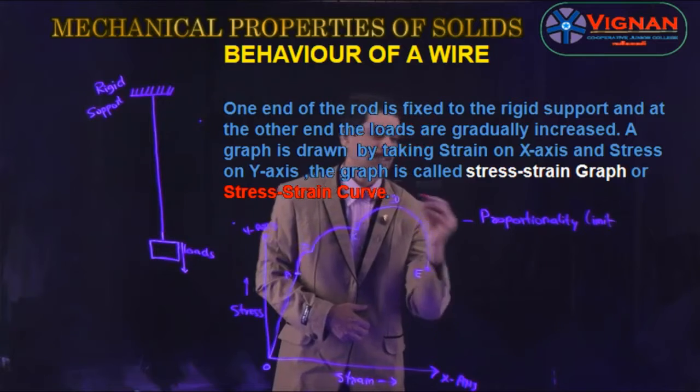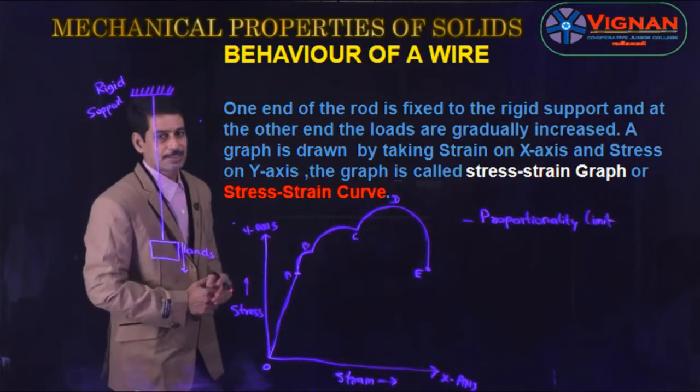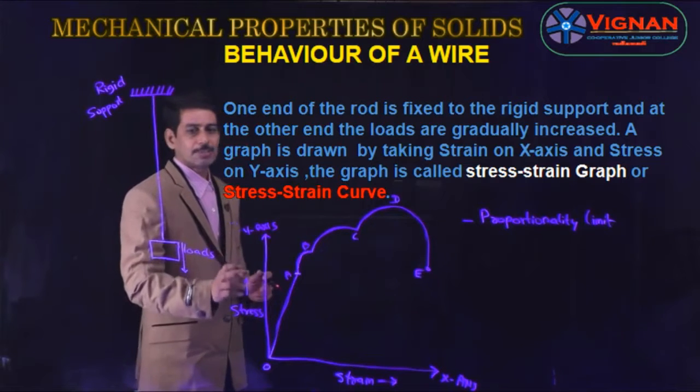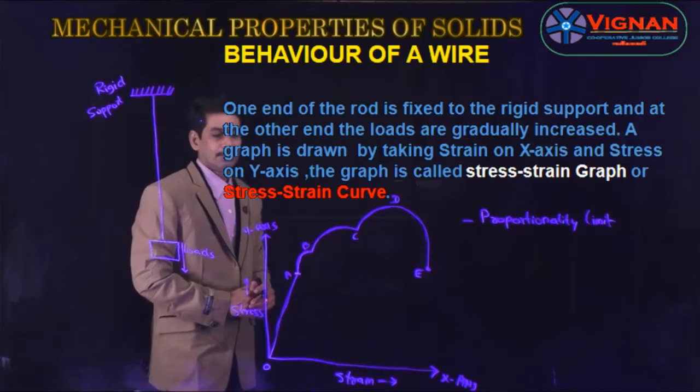So this is the first thing. Up to the point A, the graph is a straight line, which indicates that stress is proportional to strain. That means Hooke's law is obeyed. So that's why the point A is called the proportionality limit.